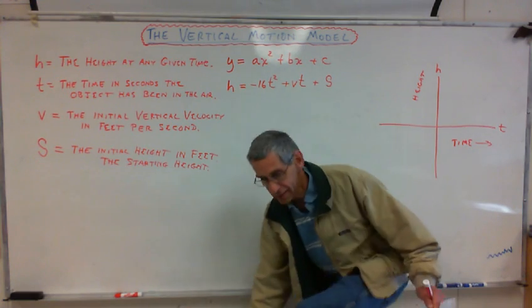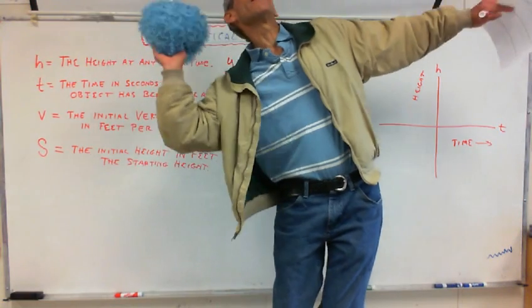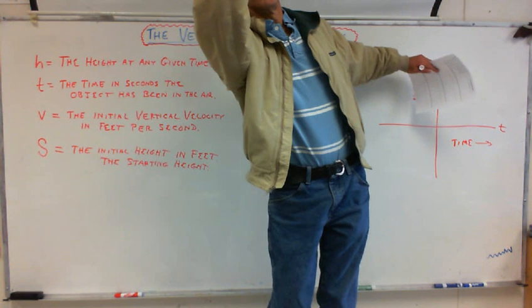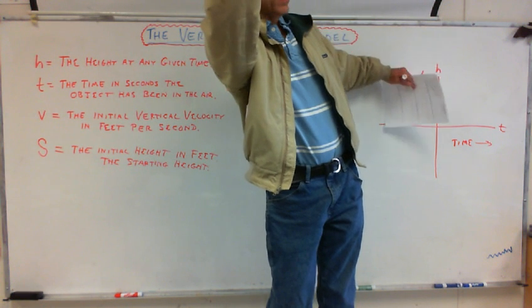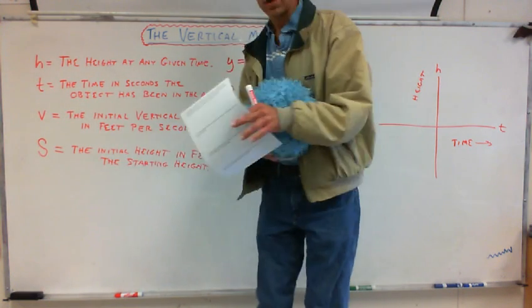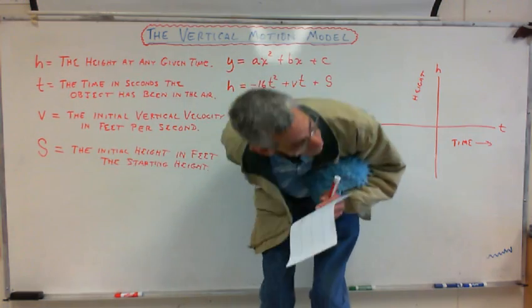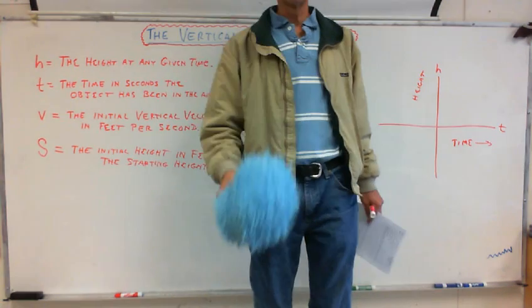But if I stand on this thing and throw this ball as high as I can, what is the initial starting height? Wherever your hand is. Wherever I let go, right? That's my starting height. So whatever that height is, that's your S.